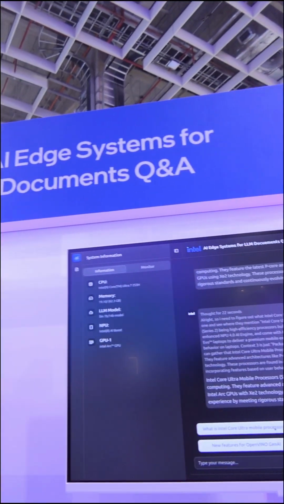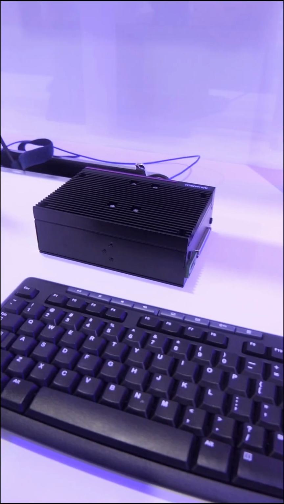Intel AI systems for LLM documents. So they have their LLM over here. What's the name of your LLM? DeepSeek R1. So the magic of things is that it's all running off this mini PC and it's very hot.